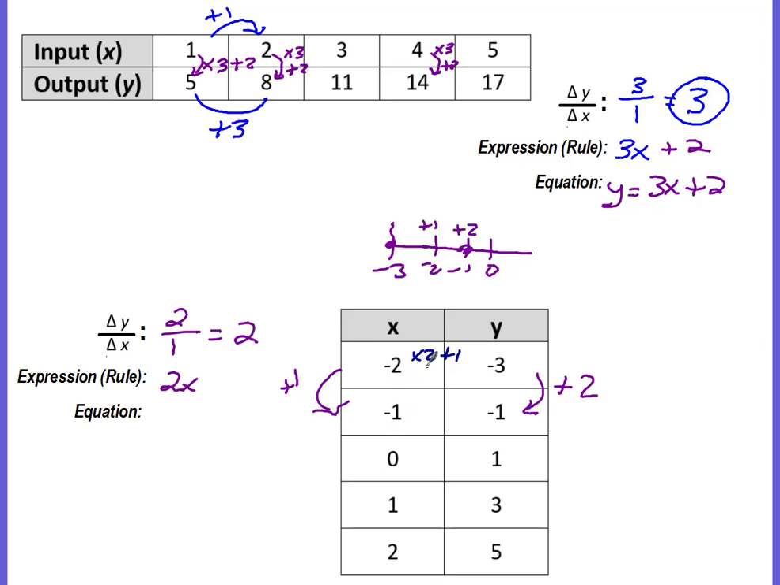So -2 times 2 is a -4, plus 1. If you have -4 and you're adding 1, the signs are different, right? So you have to subtract. You get 3. There are more negatives, so it's -3.